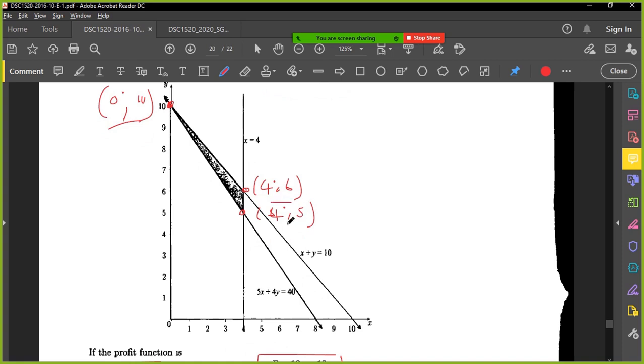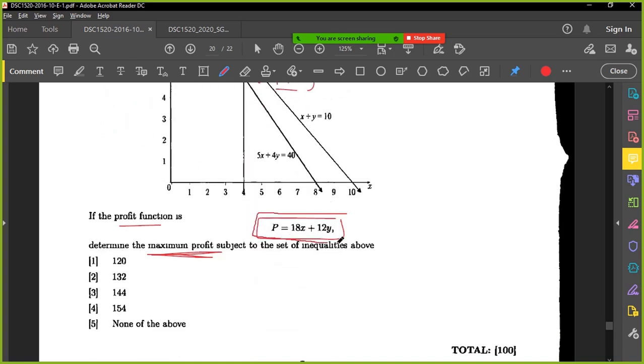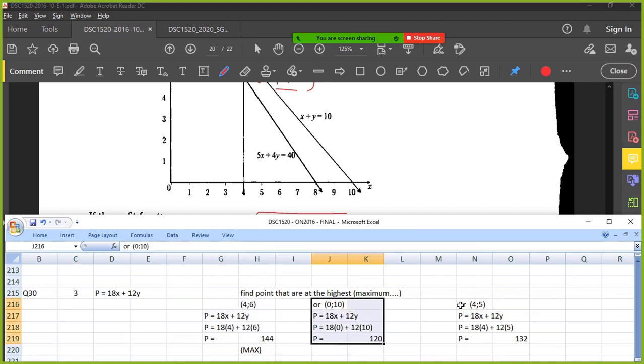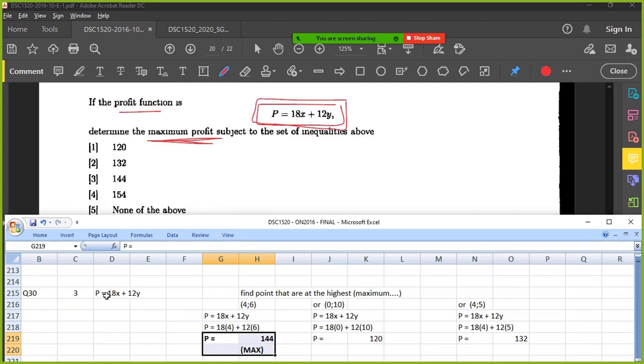Okay, 1, 2, 3 points. Plug into that formula. Biggest amount is the maximum. So the maximum here was 144, option 3. All right, is that okay, Reno? Yeah, no, yeah, that looks like a simple one. Yeah, those last few weren't too bad.